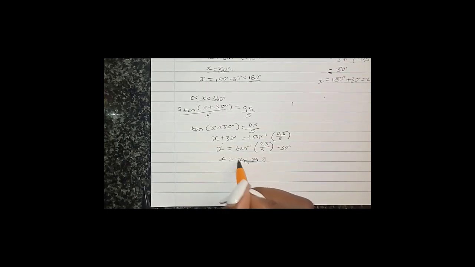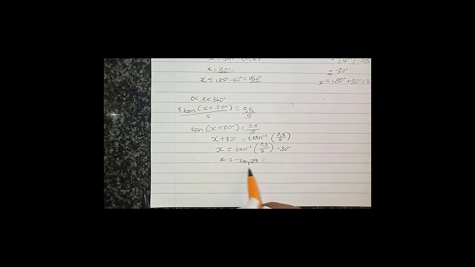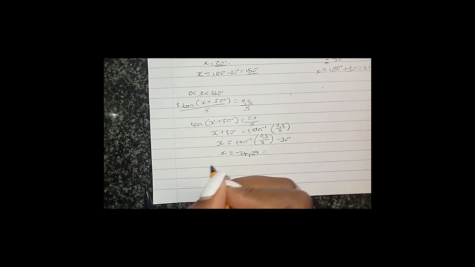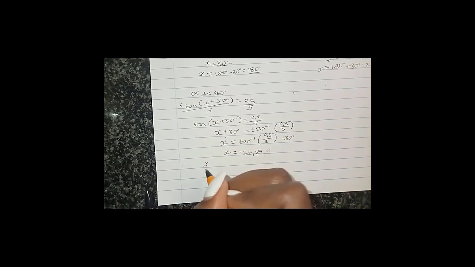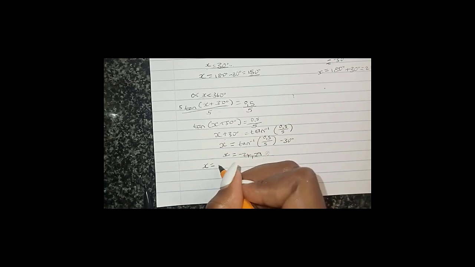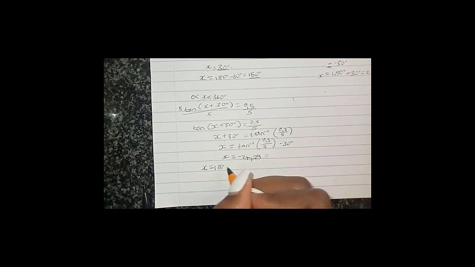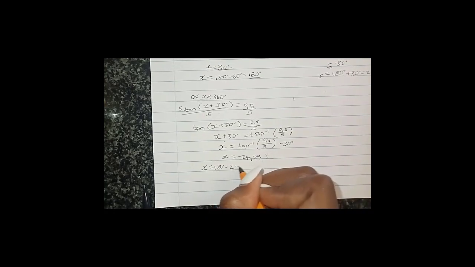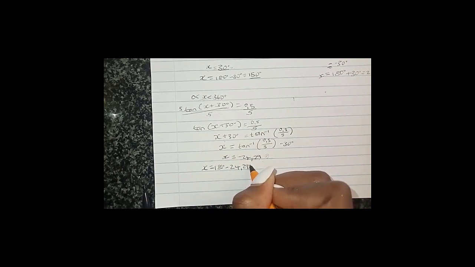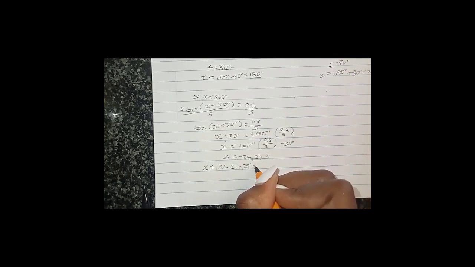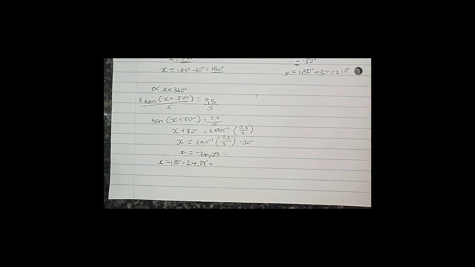Remember, this negative does not change the size of the reference angle, but what it does is that it changes the quadrants where we will look for our angle. So, as I said, the condition is 180 degrees minus theta, and our theta is this 24.29. 180 degrees minus 24.29 degrees, and our answer is 155.71.